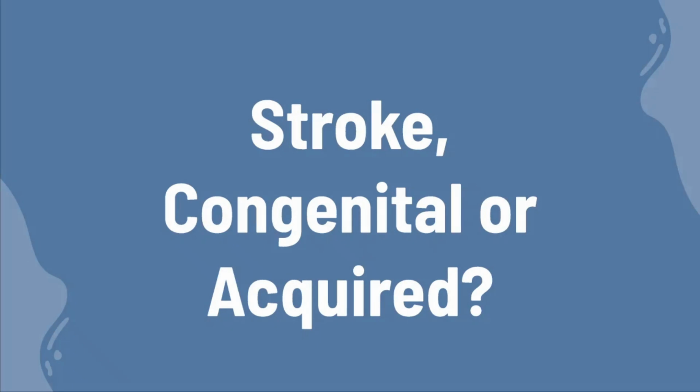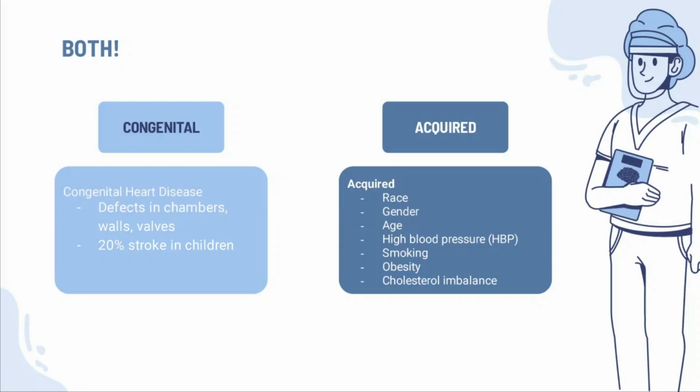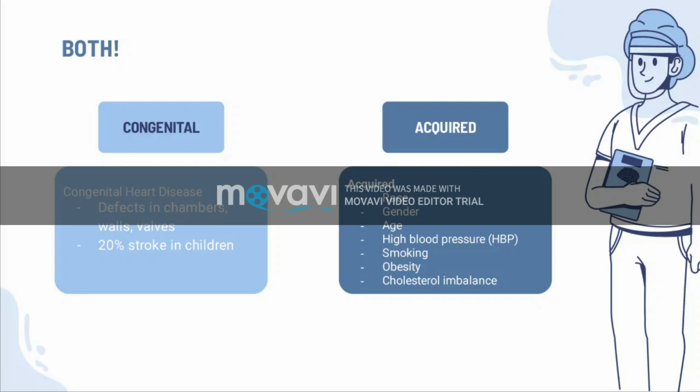So is a stroke congenital or acquired? Trick question, it's actually both. The most common disease associated with strokes at birth would be congenital heart conditions. Congenital defects can occur when chambers, walls, valves, and vessels near the heart do not develop normally before birth, causing strokes. 20% of strokes in children are due to this. Strokes could also be acquired through risk factors such as age, 55 to 85, gender, race, high blood pressure, smoking, obesity, and cholesterol imbalance.